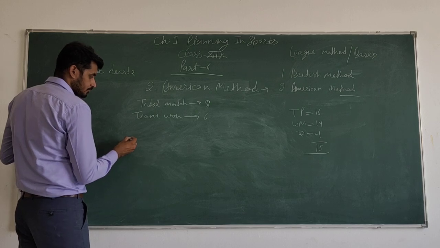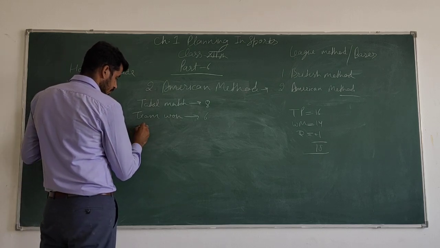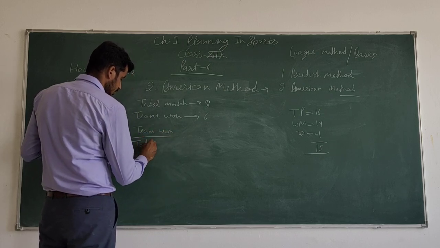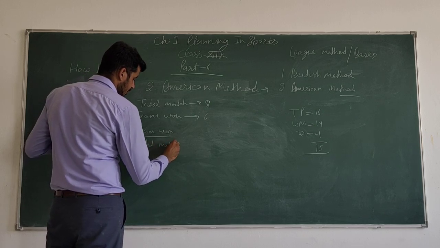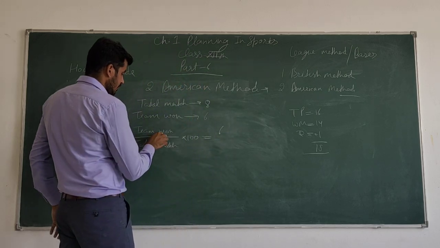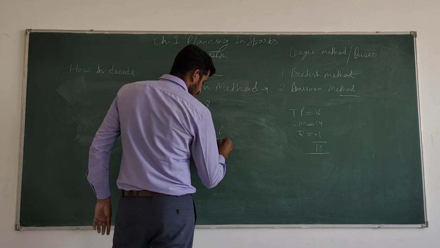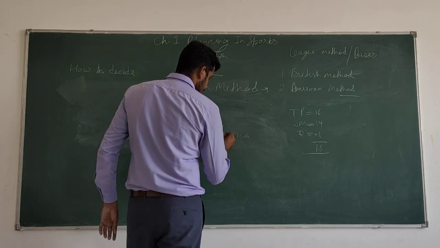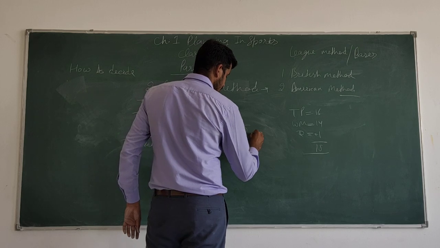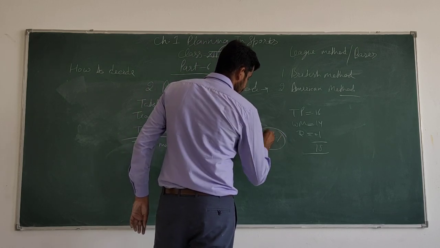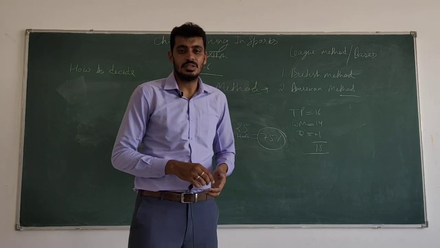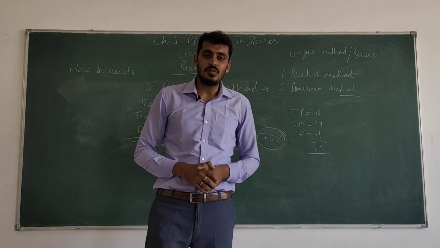The formula we will apply: matches won divided by total matches, multiplied by 100. So here the team won 6 matches, total matches 8, multiply 100. 2 3s are 6, 2 4s are 8, it means 75%. So through these methods we can decide the winner if the tournament is organized on a league basis.